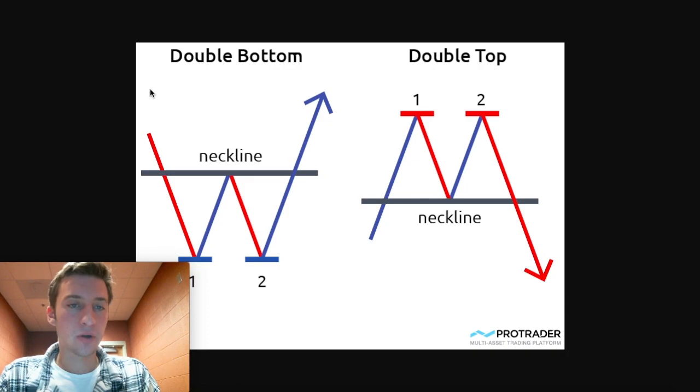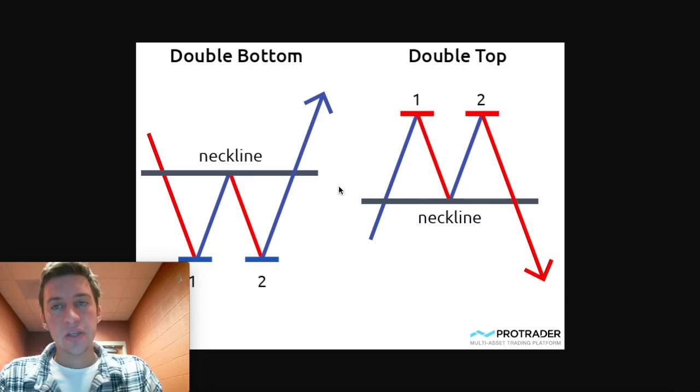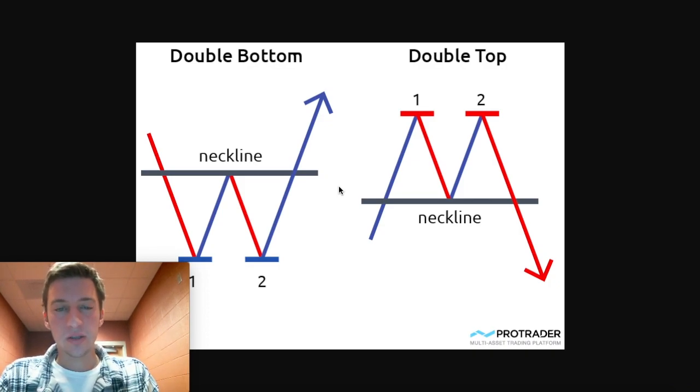A double bottom occurs after a downtrend that forms a support point. Then price breaks higher, fails to break any higher than this level right here, and then price comes back down to 2, and then we see price picks up a lot of demand and breaks through the neckline. So why does this happen? What is the order flow reason behind this, and what is the psychology reason behind this too?